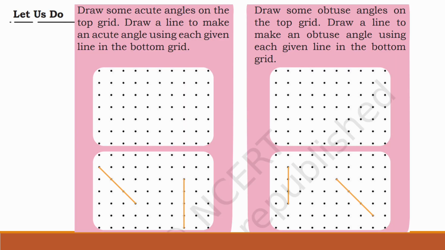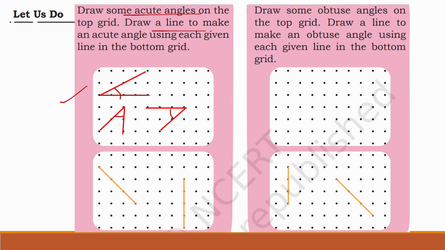Let us do. Draw some acute angles on the top grid. See, in this top grid, you can draw some acute angles. You can draw your own angles. Okay. See, this is an acute angle. This is less than a right angle. This is another acute angle. This is less than a right angle. This is another angle. This is also an acute angle. This is less than a right angle.